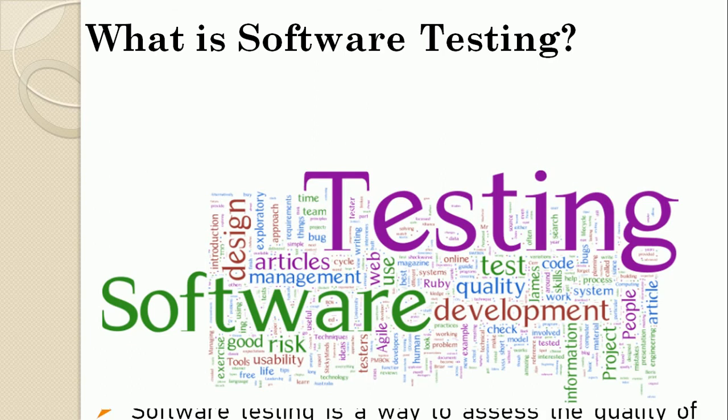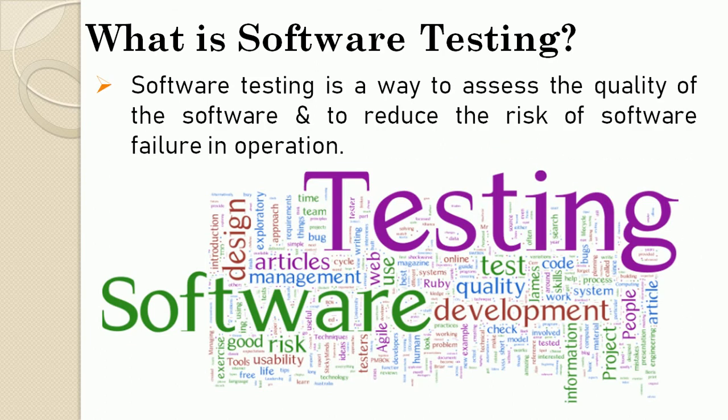from the software. Here I have mentioned a software testing definition as per ISTQB. Now, ISTQB is the International Software Testing Qualification Board. This is a software testing certification. So software testing is a way to assess the quality of software and to reduce the risk of software failure in operation. In simple terms, we can also define software testing as the process of identifying defects or bugs from the software. But here a few terms we should know.